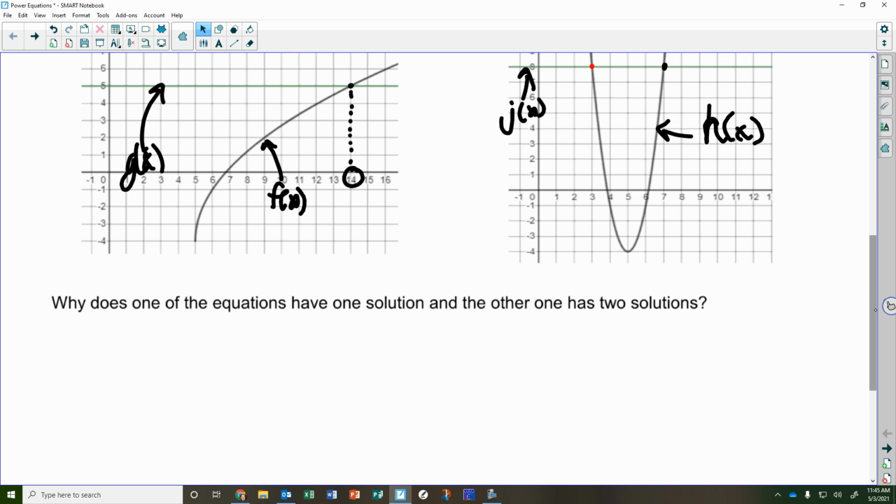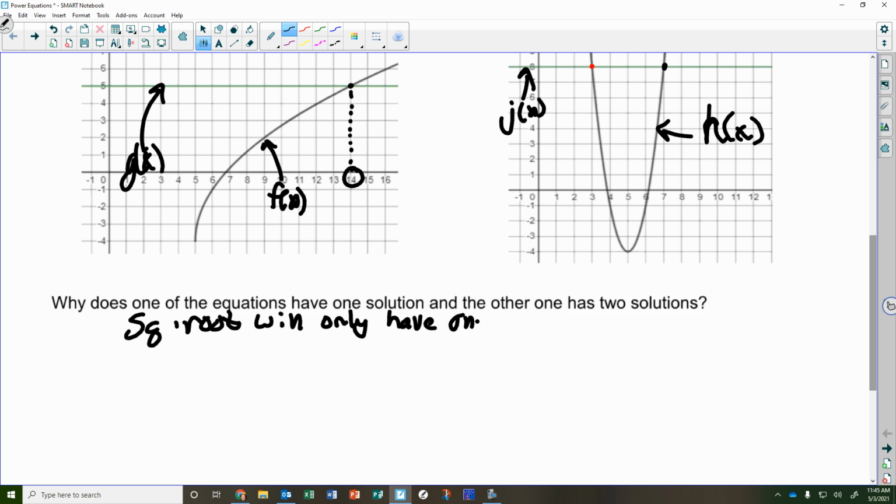It says, why does one of the equations have one solution and the other have two? Well, again, a square root equation will only have one point of intersection on the graph. So these square roots will only have one point. And of course, the quadratics have two because of the parabola shape.